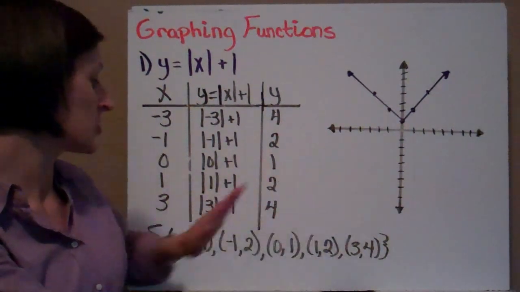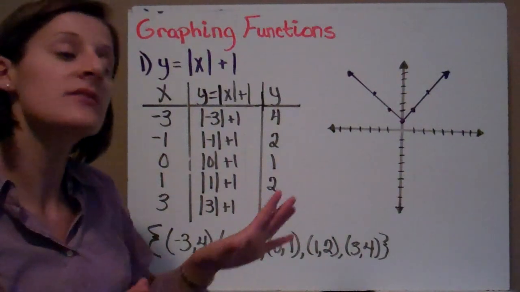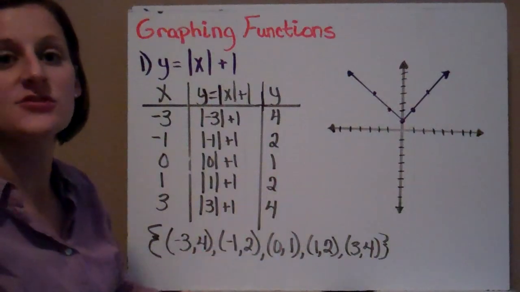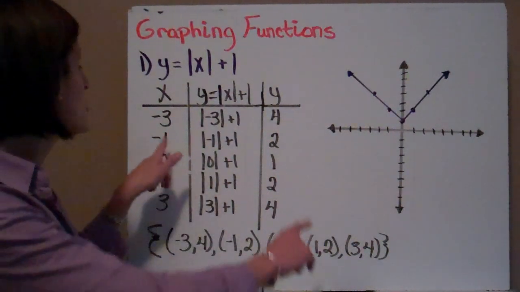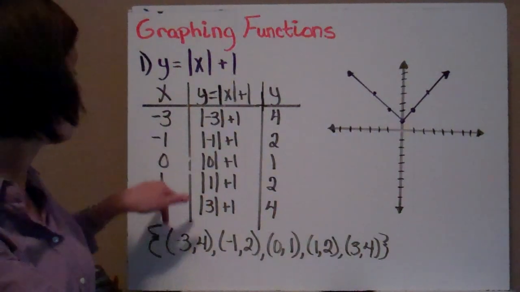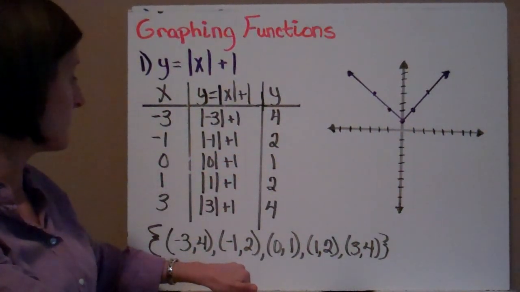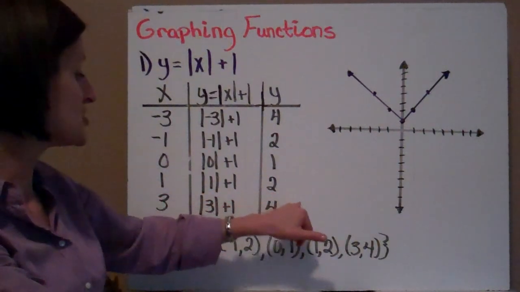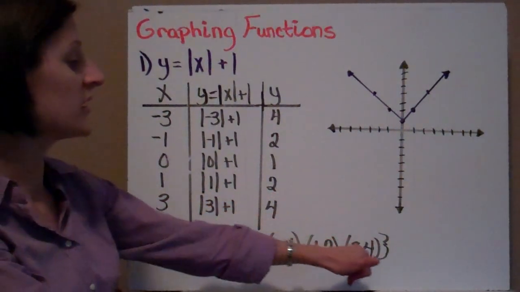So I'm going to come over here and graph it. But notice, to get the coordinate points on your graph, you're going to take your input values and your output values to come up with your coordinate pairs. So this -3, 4, that's going to give me 1 point. -1, 2 is going to give me another. 0, 1 is going to give me another. And 1, 2 is one. And 3, 4 is a point.